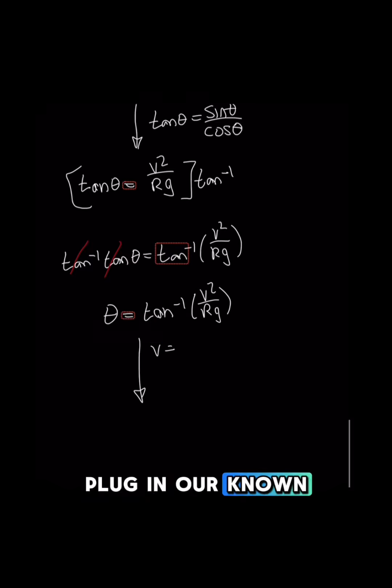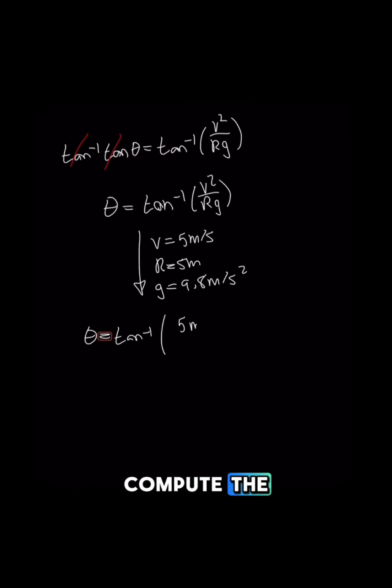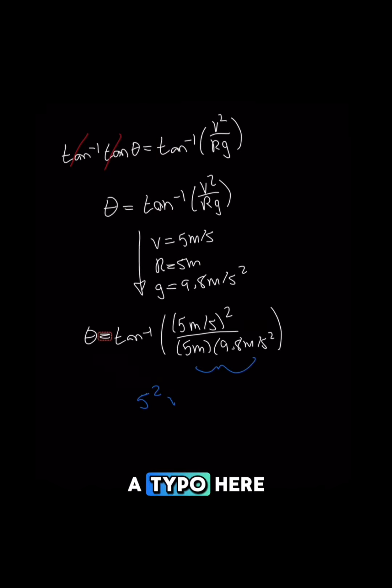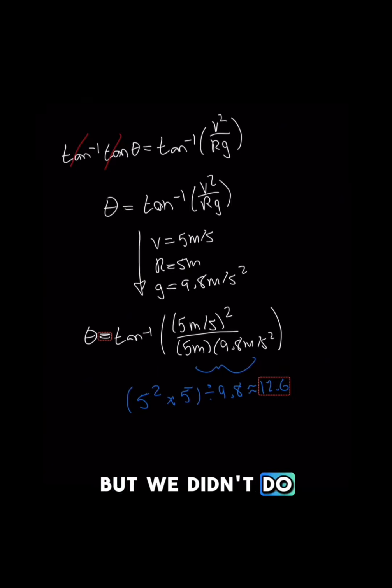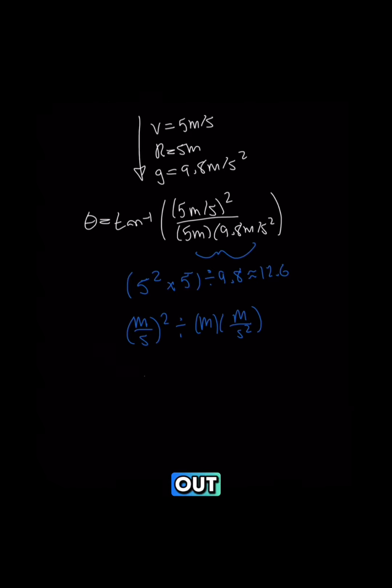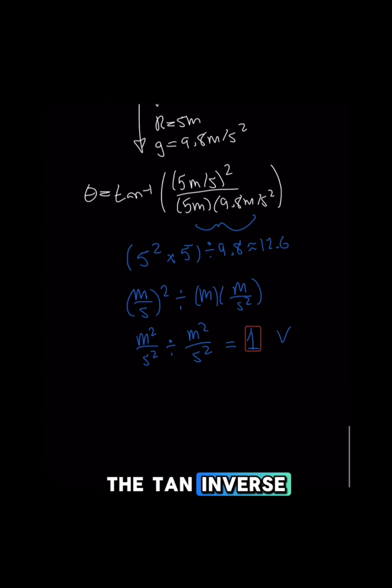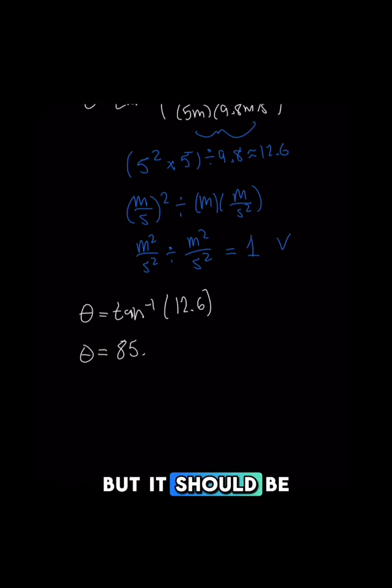And then we can plug in our known parameters for the question, computing the amplitudes into units, noting that there is a typo here. It's supposed to be 5 squared divided by 5 times 9.8, but we didn't do that correctly. Sorry about that, guys. And then the units, we notice here that the units cancel out, which makes sense since we're taking the tan inverse. We get this final answer here, but it should be approximately 27 degrees if we did it properly.